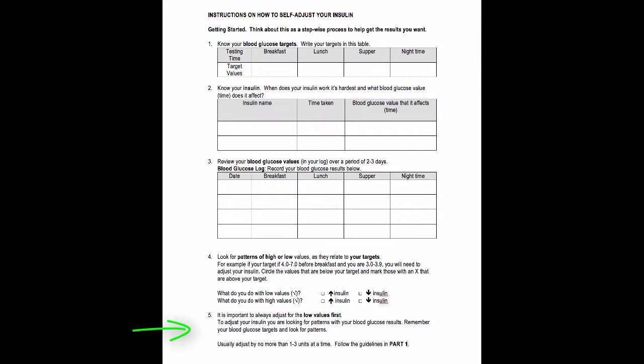Question 5, it is important to always adjust for the low values first. And this is to remind them how to adjust. To adjust your insulin, you are looking for patterns with your blood glucose results. Remember your blood glucose targets and look for patterns. Usually adjust by no more than 1 to 3 units at a time. And then on the next pages, we'll have guidelines on how to do that adjustment.